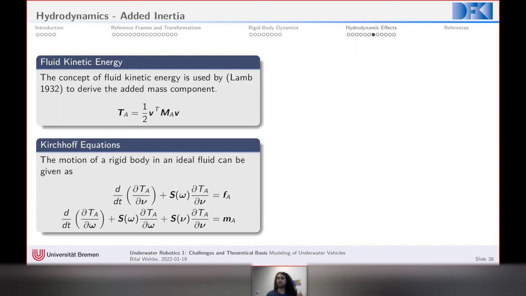You can see a bit of the similarities between this and the Euler axioms. And if we take the derivative of the kinetic energy with respect to the angular velocity and then take the time derivative of that, we will also have these additional terms here. This will be equal to the moments that result from this added mass.